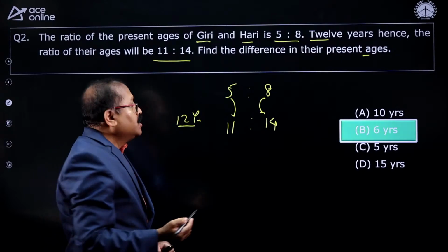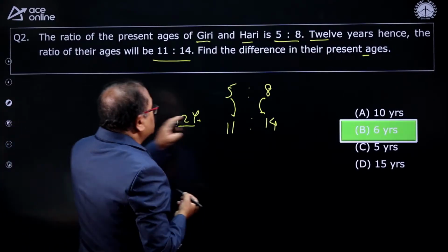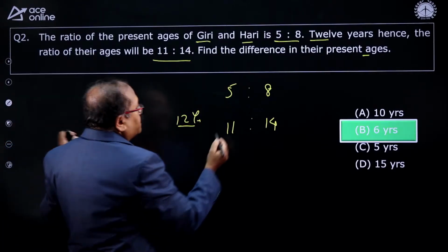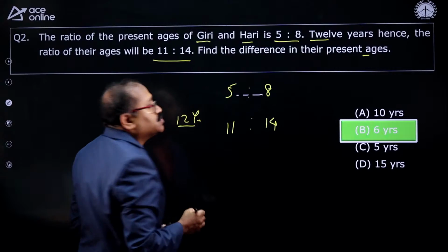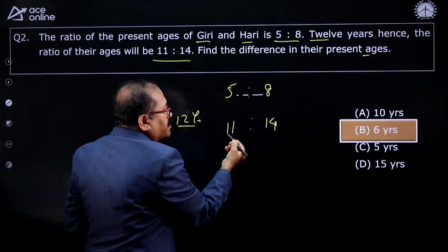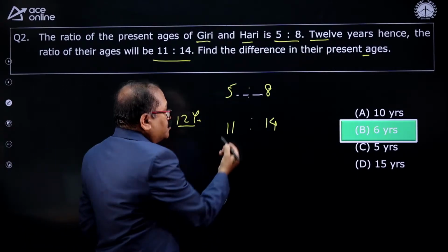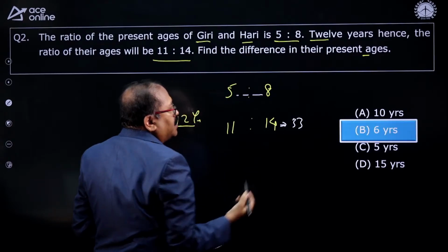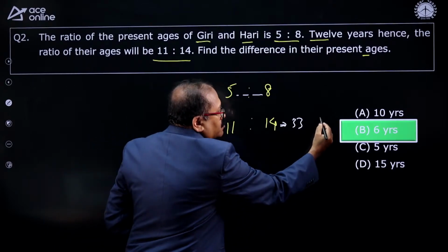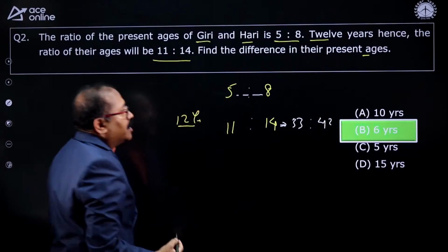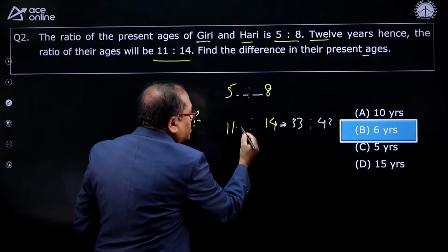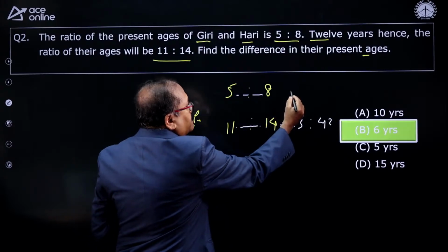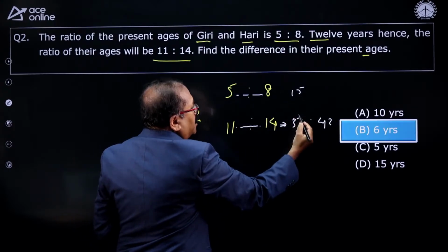They are not equal. So in order to make these two equal, notice, my friends, the difference of these two parts is 3. With 3, multiply the opposite terms of the ratio. It will become 33, and 14 times 3 is 42. And what is next? Take the difference from here. Here also the difference is 3. 3 times 5 is 15 and 3 times 8 is 24.